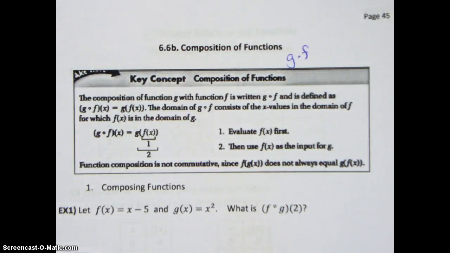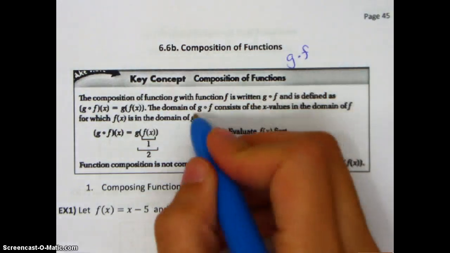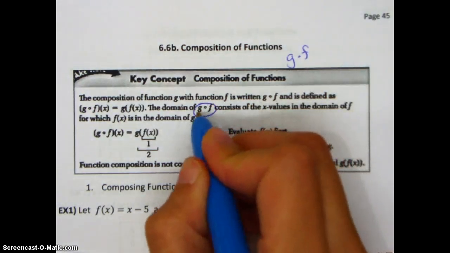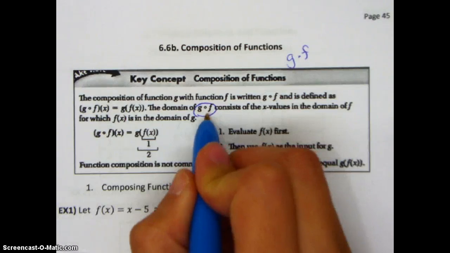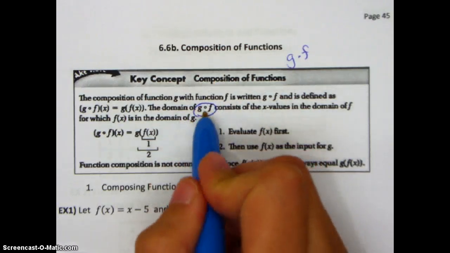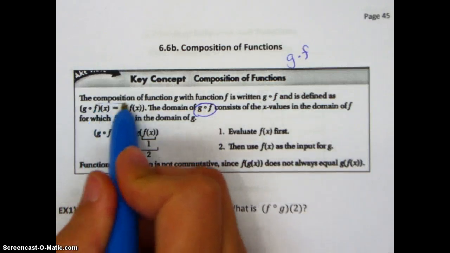Okay, the composition of the functions. This is the second part of chapter 6.6, and I think this is kind of the fun part of chapter 6. When you see the notation that looks like this, you have G and F, both function names, and you have this little circle in the middle. That means it's a composition of functions.